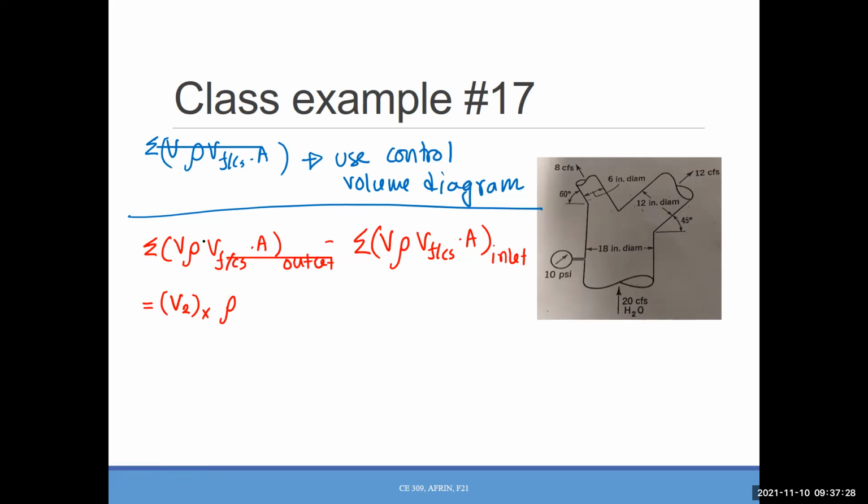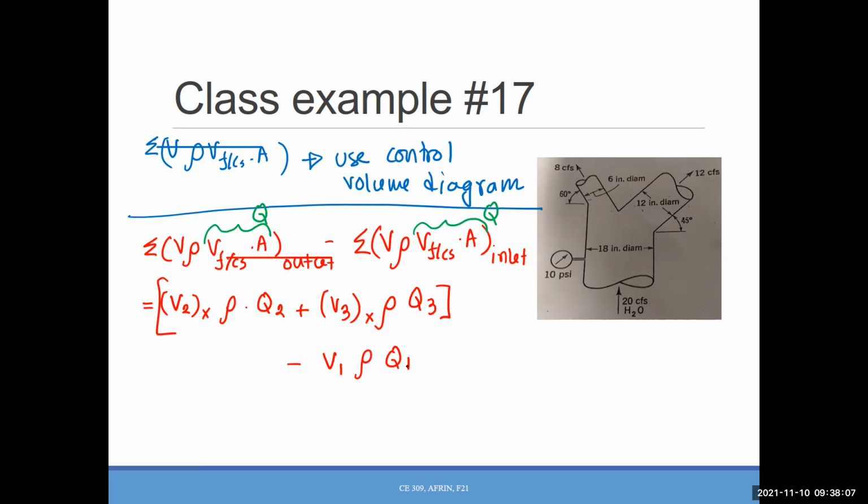And this whole thing can be counted as Q, because that was a scalar quantity. If you can remember, Q equals AV. So that's what I will write down. Q2 plus V3X rho Q3, that is the outlet. And for the inlet, it was just V1 rho Q1, right?